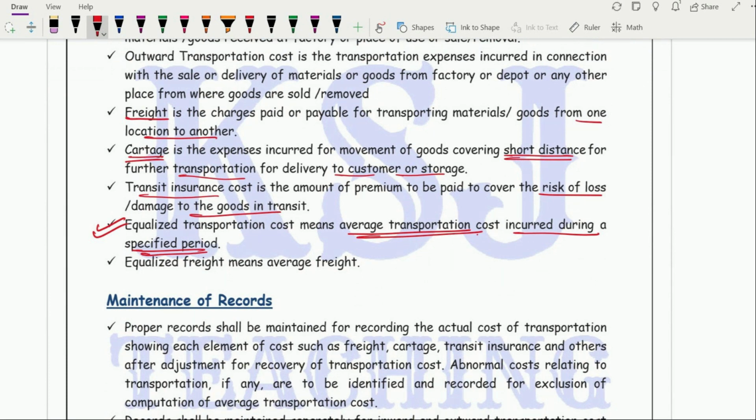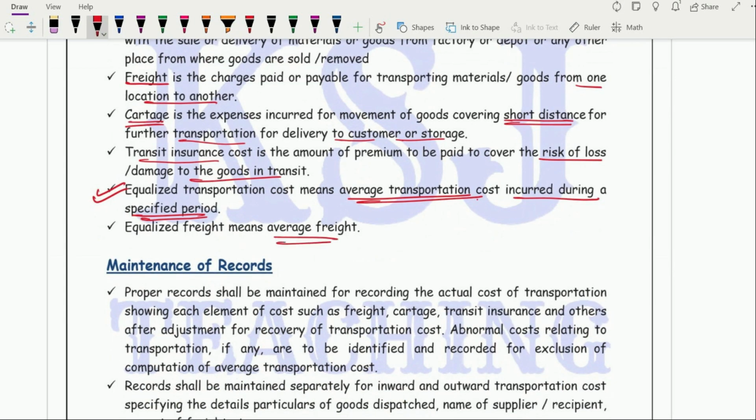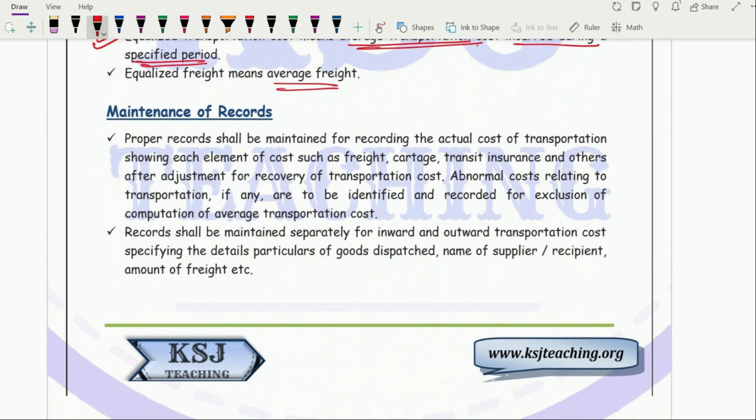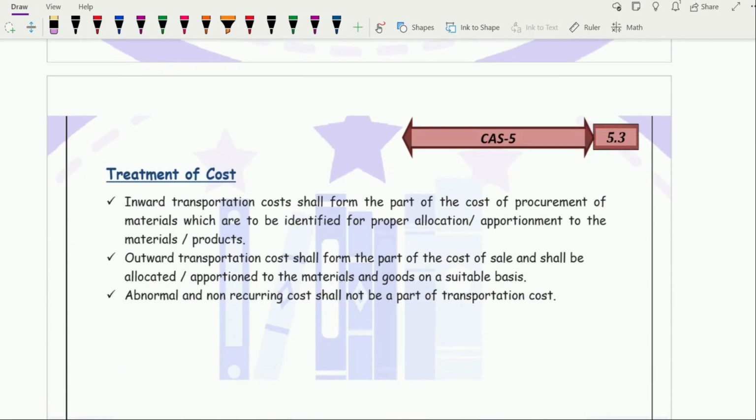Equalized transportation cost means the average transportation cost incurred during a specified period. This is known as equalized or average transportation cost. Equalized freight means the average freight that has been paid, right? So you have to maintain proper records regarding the amount of freight, cartage, transit insurance, the movement of goods from which location to which location, in which vehicle they are moving, right? If there is any abnormal cost incurred, detention charges, penalty, you have to record that also. So all the records have to be properly maintained regarding the transportation, right? Which party booked the material, which party is the receiver, which party is the payer, and from whom the payment is to be received. So all these things you have to record, right?